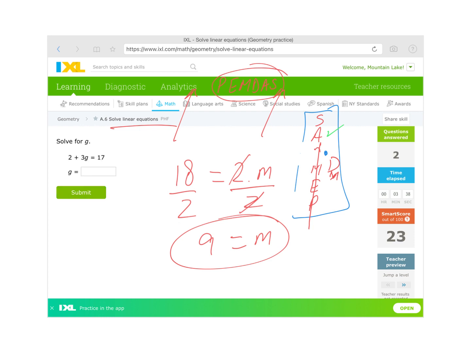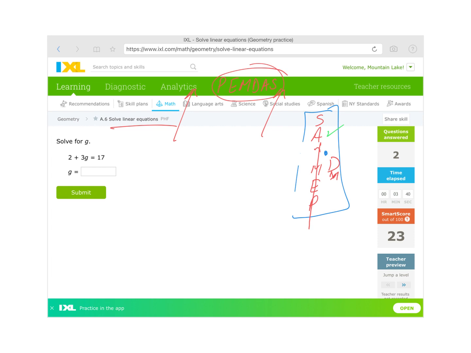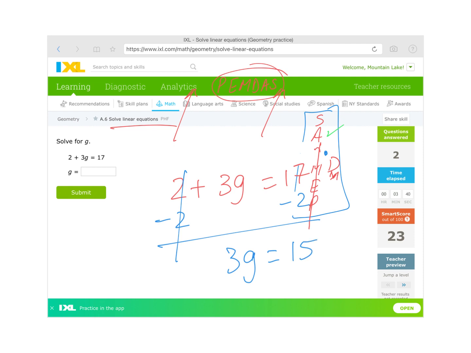We'll hit submit. Okay. Then we have 2 plus 3g is equal to 17. Let's subtract 2. 3g is equal to 15. And then we divide 3 on both sides. G is equal to 5. And that's what we plug in over here.